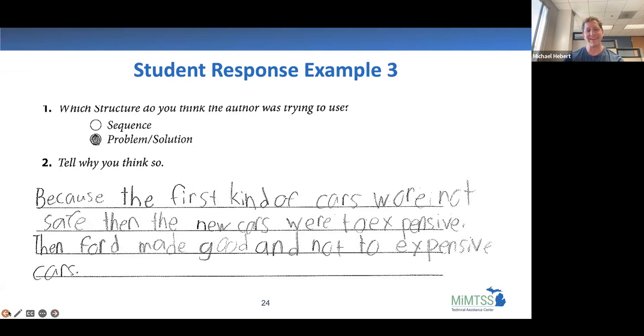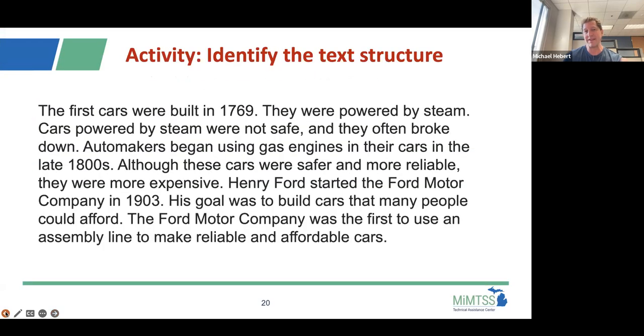So let's go back and take a look at this. This was really interesting to us because we didn't intend it to be a problem solution. But we see here, the first cars were built in 1769. They were powered by steam. They were not safe and they broke down. And so there's a problem. Automakers then started using gas engines in their cars in the late 1800s, presumably because they were safer. We allude to that in the next sentence. And they're more reliable, but they're more expensive. So that's another problem. And then Ford solves that problem with the assembly line. So you can see there's actually a series of problems and solutions throughout this text.